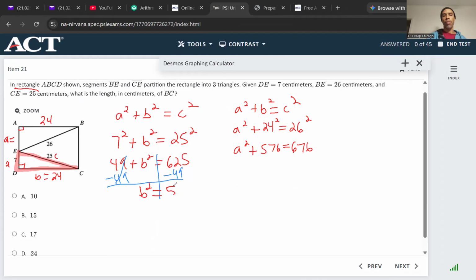So we subtract 49 from both sides to get B by itself, right? And then you would get B squared. We get B squared equals 576. And then how do you get B by itself? You square root both sides to get rid of square, and you get B is equal to 24.